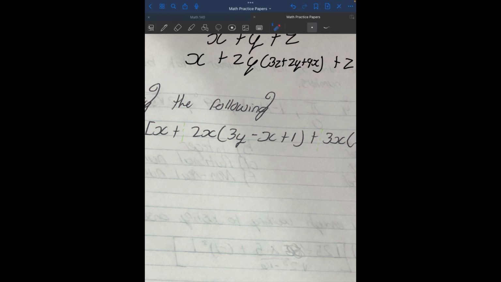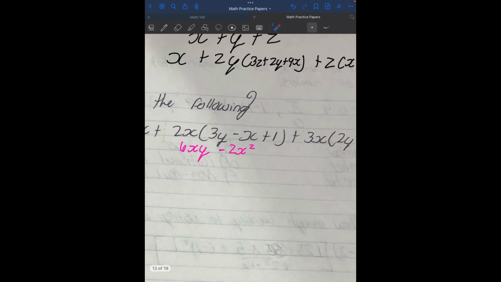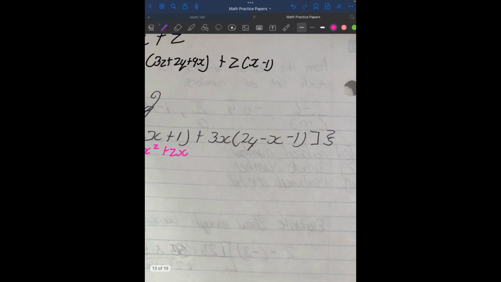So 2x times 3y is 6xy. 2x times negative x is negative 2x squared. 2x times 1 is plus 2x. And then we have plus 3x.